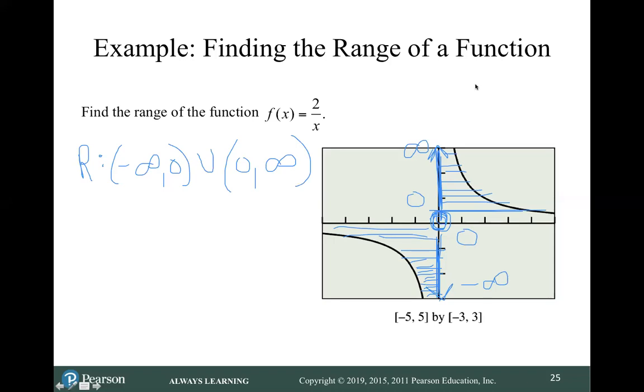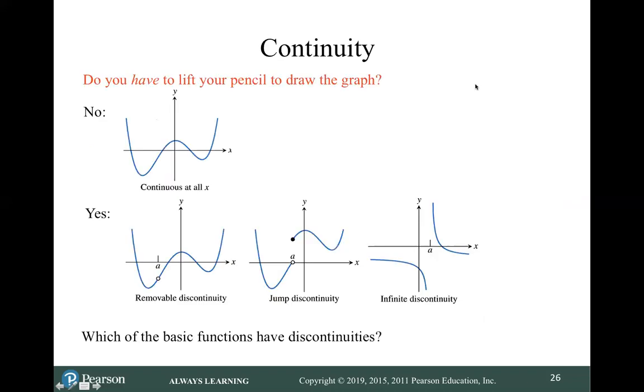Okay, so I had mentioned continuity. Let's take a look at what continuity is. The question for continuity is, do you have to lift your pencil up in order to draw the graph? If I don't have to lift my pencil up, like that first graph there, that means it is continuous. Imagine these all have arrows on them. The textbook doesn't put arrows on the end of all of its graphs, so all of these have little arrows on them.